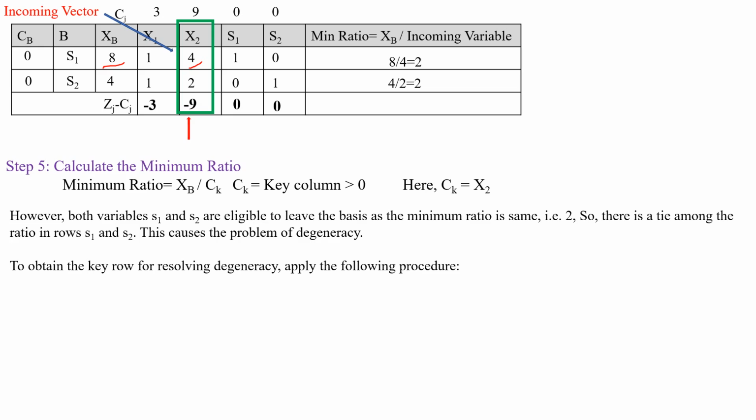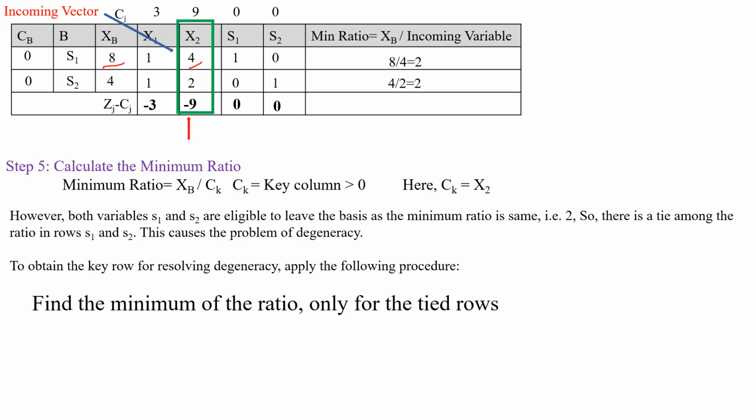So there is a tie among the ratios in the rows of S1 and S2. This causes the problem of degeneracy. Now we resolve this degeneracy by applying the standard procedure. That is, find the minimum ratio only for the tie rows. Here the tie rows are S1 and S2. For the S1 and S2 rows, we have to determine the minimum ratio.